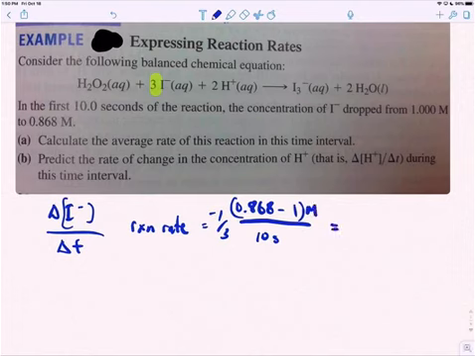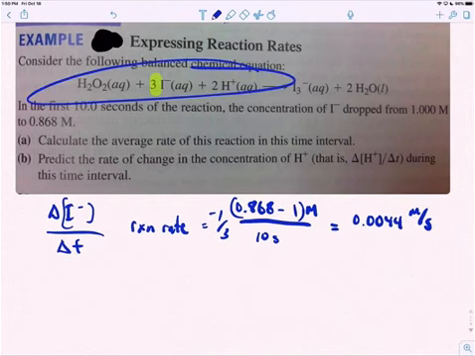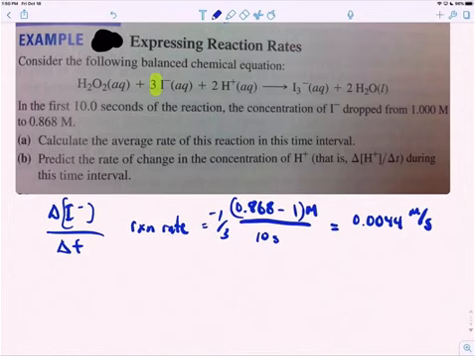And putting it all together, you get 0.0044 molars per second. So this means that this entire reaction is going forward at a rate of 0.0044 molars per second. So then predict the rate of change in the concentration of hydrogen ion.